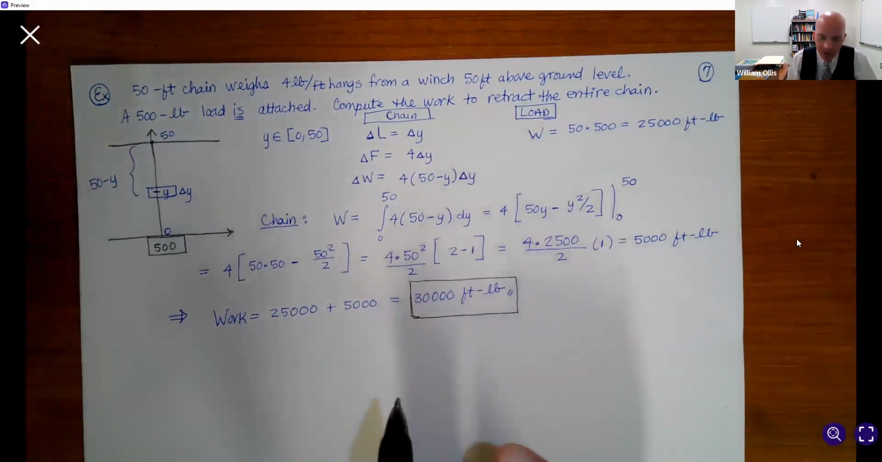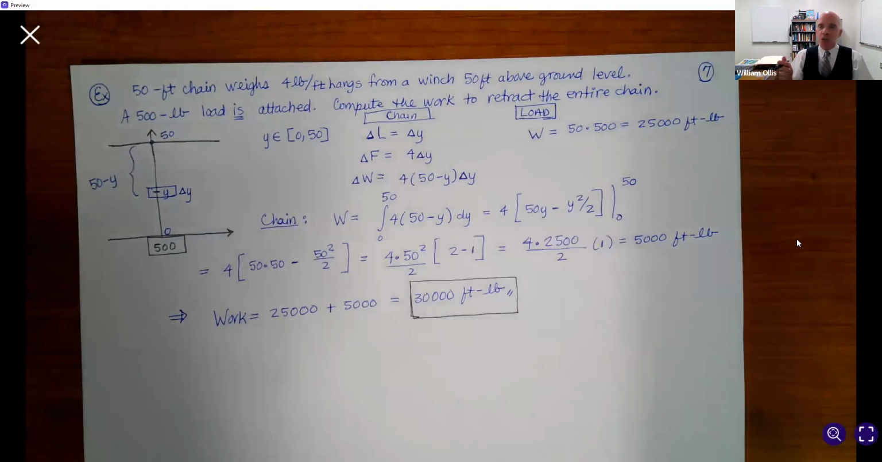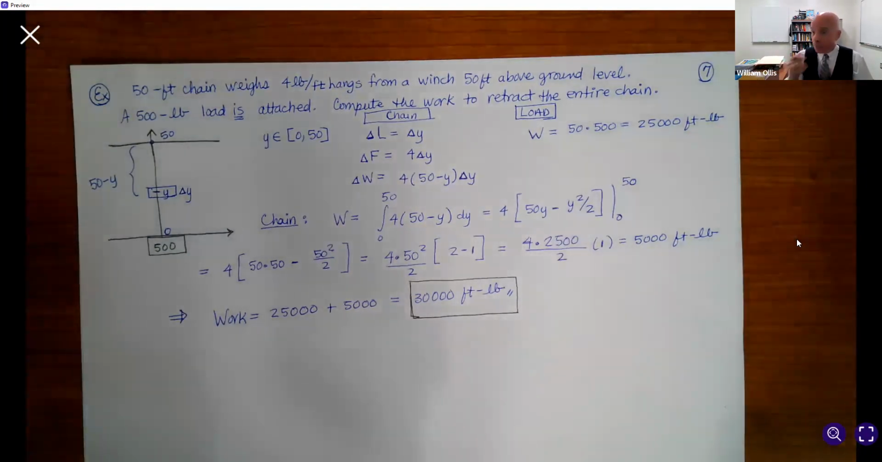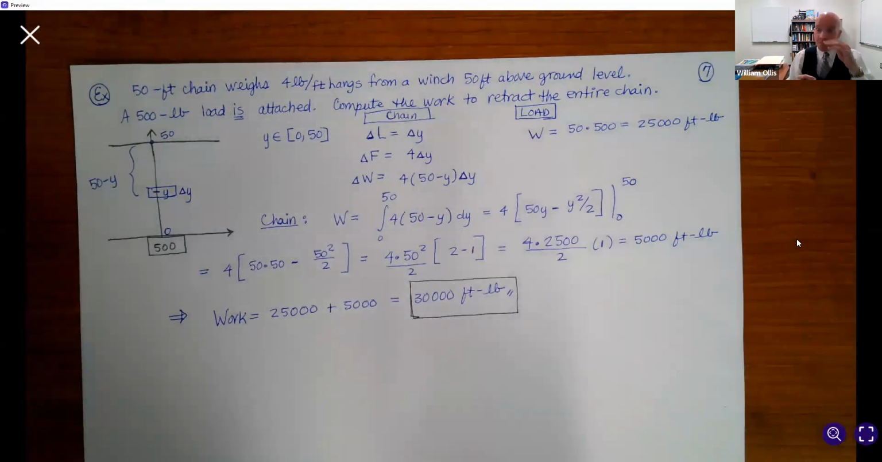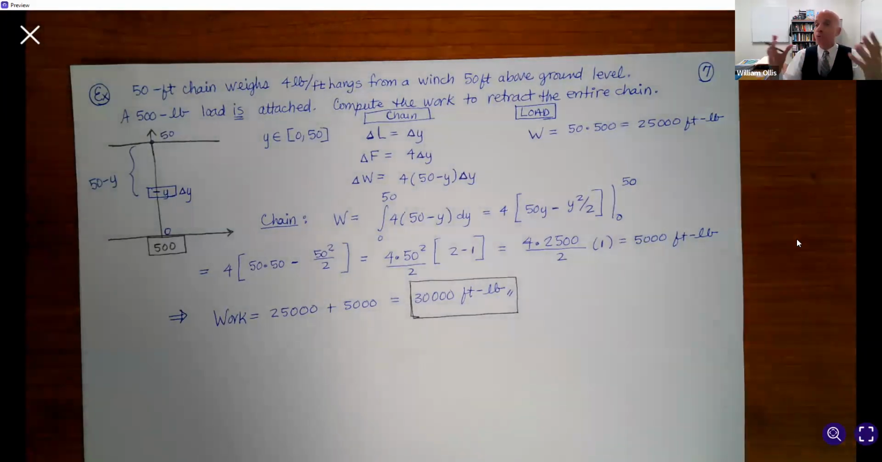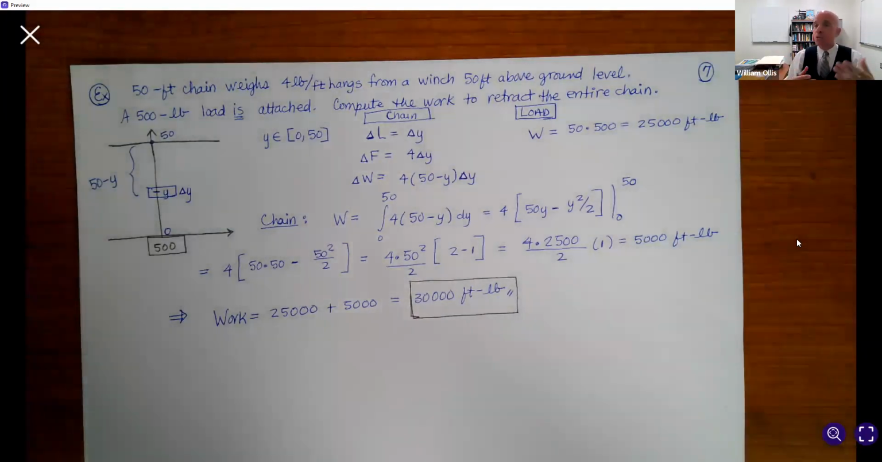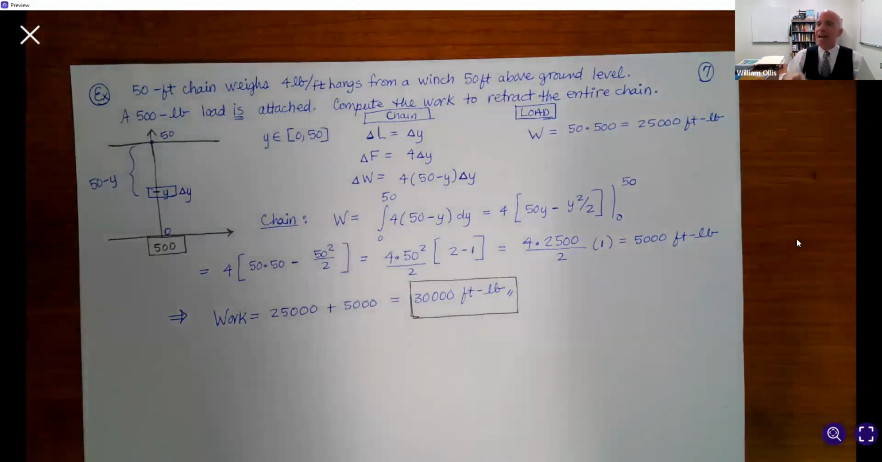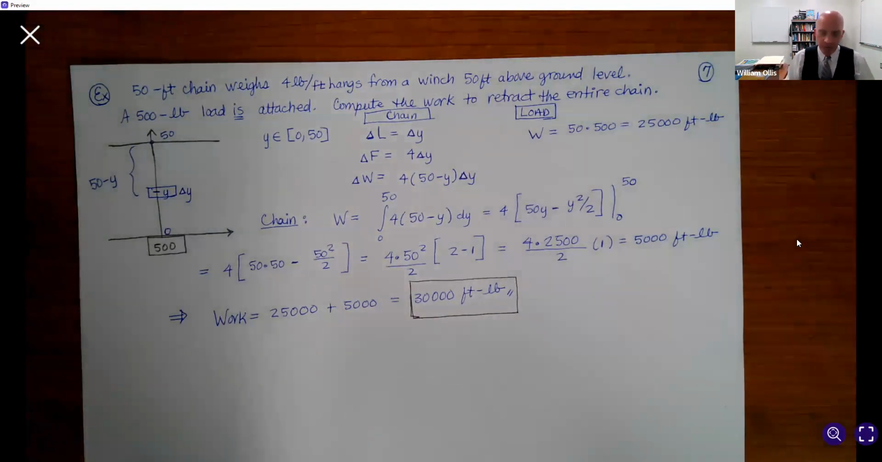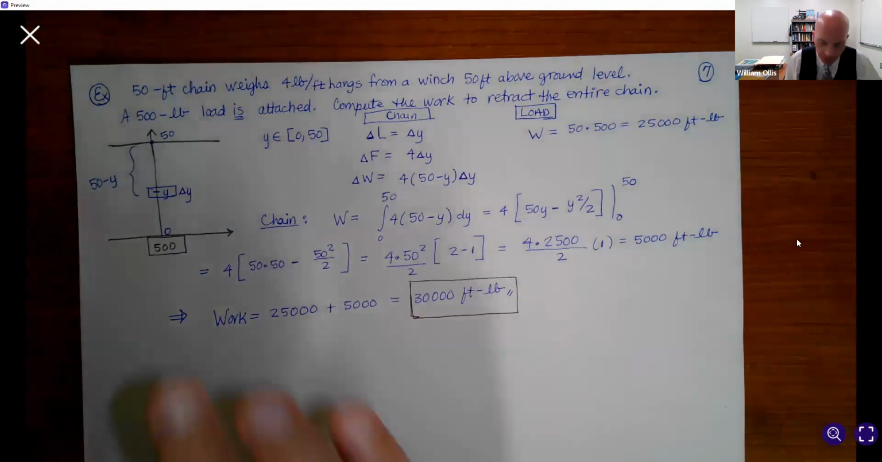Now, when we think about the chain, as you retract the chain, there's less of it. So the gravity that's acting on the lesser part of the chain produces a smaller force. So the idea there is that the weight of the chain varies as you retract it. So how do we compute that?